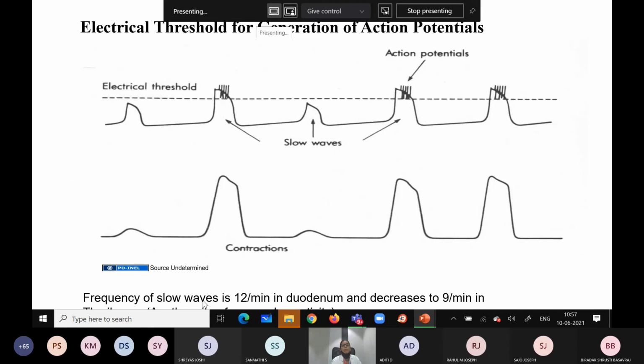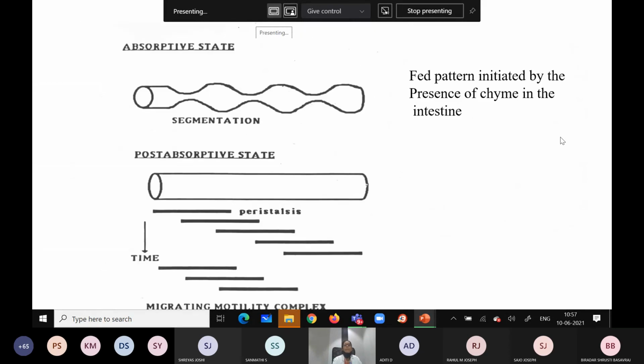As I already told you, the frequency of slow waves is 12 per minute in the duodenum and decreases to 9 per minute in the ileum. So now I think you understood this is the basal electrical rhythm. When it reaches the threshold, then spike potential occurs and contraction coincides, coordinated with the spike potential. Now one more pattern to show the segmental movement and the post-absorptive state. So these are the peristaltic movements.